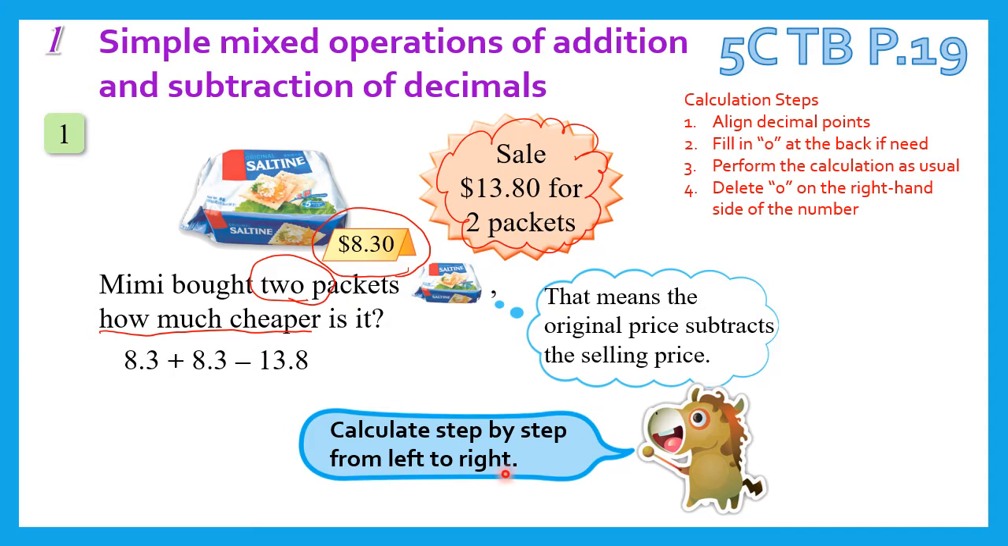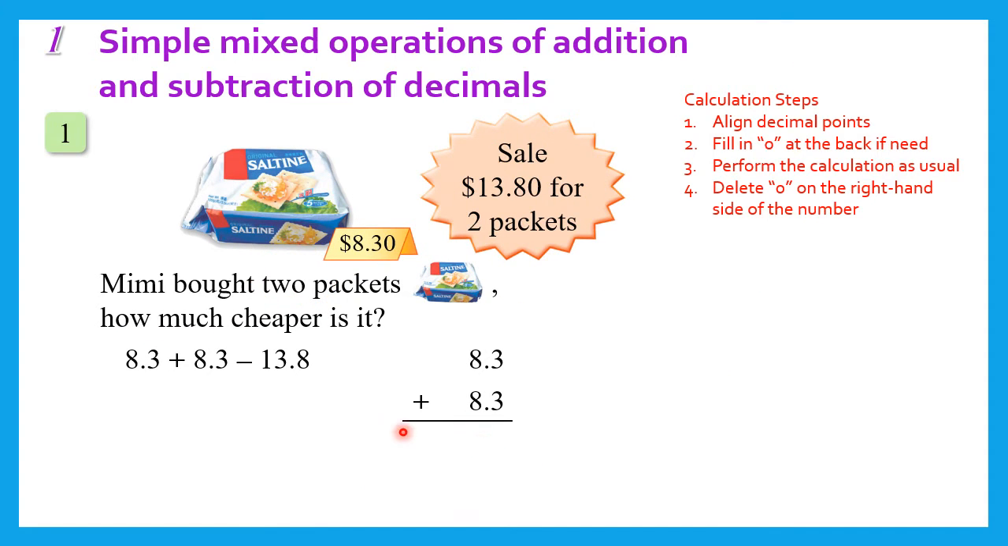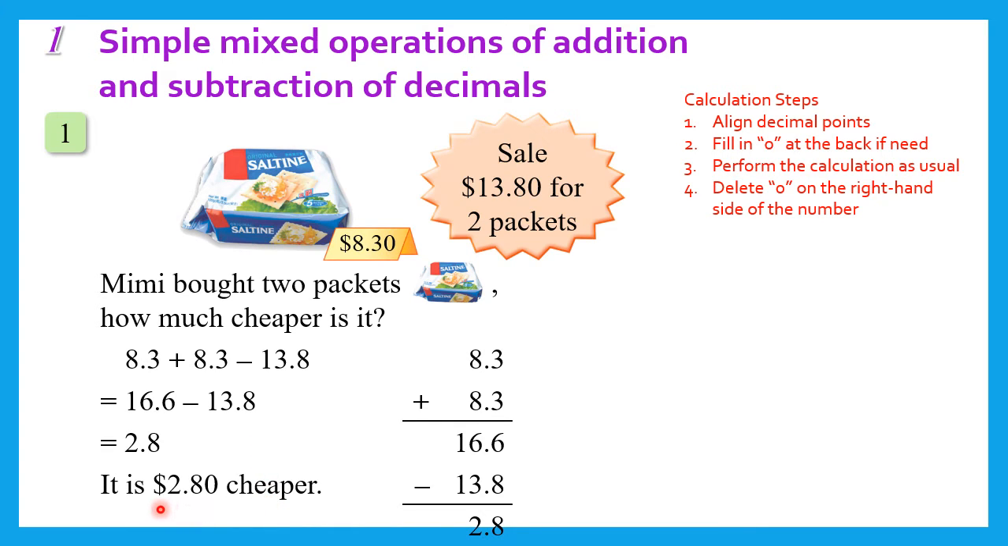From left to right. Okay, then here we come to the column form. You write down the first one and align the decimal point. Don't forget that you have to align the decimal point. Do the calculation one by one, write it back as a step, and then do the calculation again. You can find out the answer is 2.8. After you write down the answer, you can write down the last statement: $2.8 cheaper.